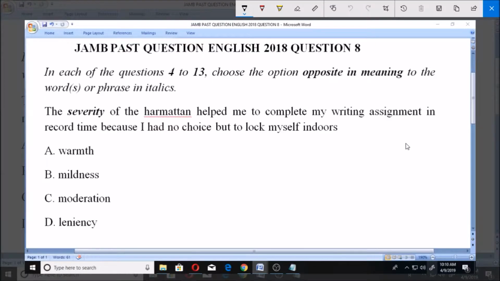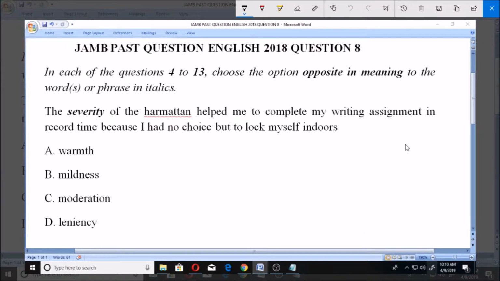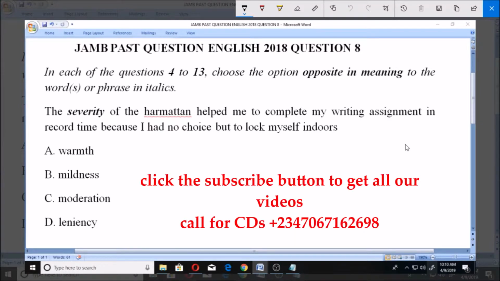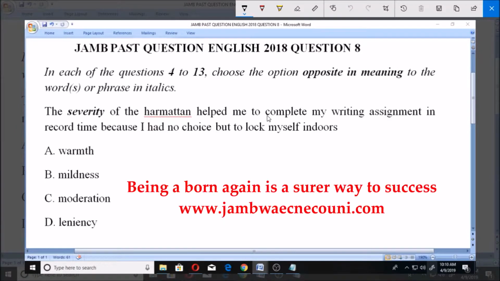Hello, welcome. Let's look at this JAMB past question, English 2018, question number 8. In each of the questions 4 to 13, choose the option opposite in meaning to the word or words or phrase in italics. The severity of the harmattan helped me to complete my writing assignment in record time because I had no choice but to lock myself indoors.